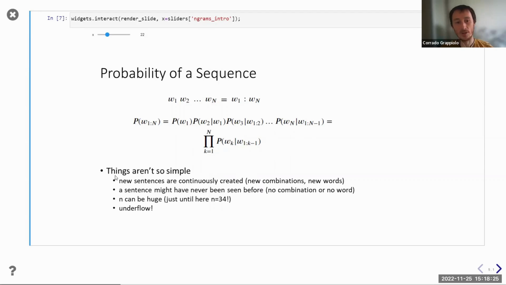But things are not that simple. First of all, because new sentences are always generated, so we have new combinations, new words, so we need to recalculate these probabilities every time. We said new sentences, so there might be new words that we have never seen before. The sequence can be very long. I counted how many words there are in this sentence and the number is 34. You can imagine that calculating the probability of a sequence of 34 words, where each probability value ranges between 0 and 1, can lead to underflow in calculation. So this is also a problem when we want to use computers to calculate the probability of sequences.